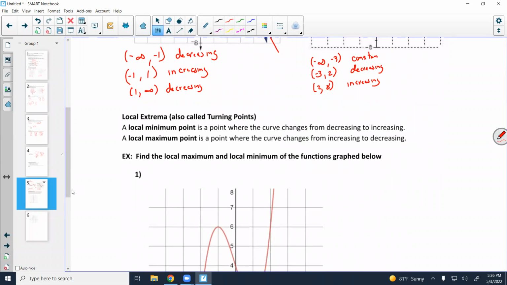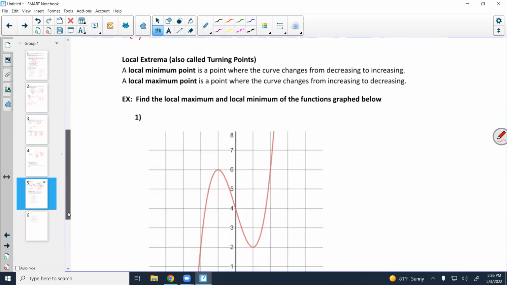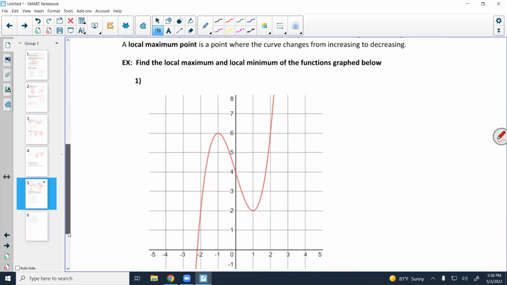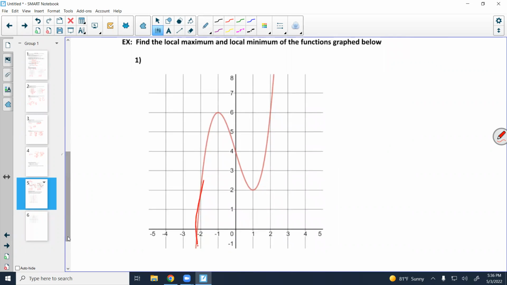Those changes in direction are called turning points. They're local extrema. A local minimum point is a point where the curve changes from decreasing to increasing. And a local maximum point is a point where the curve changes from increasing to decreasing. So find the maximum, find the minimum. Look, I'm increasing, then I'm decreasing. This point right here is a maximum. Now I'm decreasing, now I'm increasing. So this is a minimum.